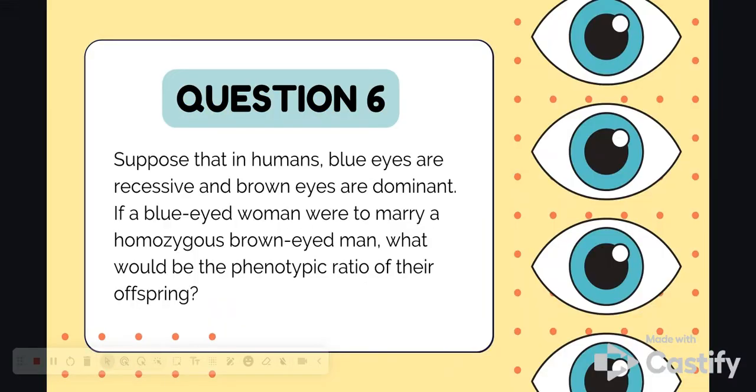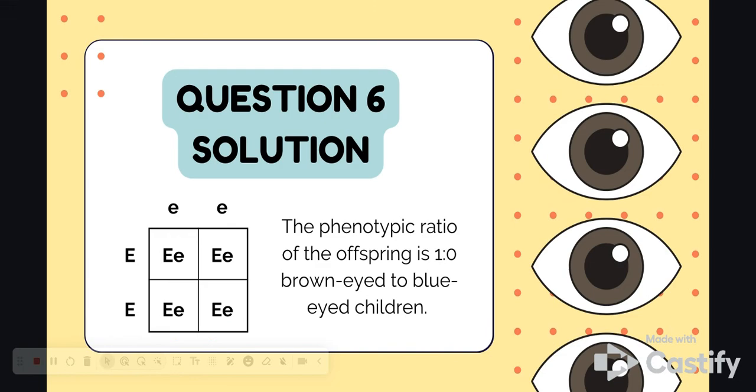Suppose that in humans, blue eyes are recessive and brown eyes are dominant. If a blue-eyed woman were to marry a homozygous brown-eyed man, what would be the phenotypic ratio of their offspring? The phenotypic ratio of the offspring is 1:0, brown-eyed to blue-eyed children.